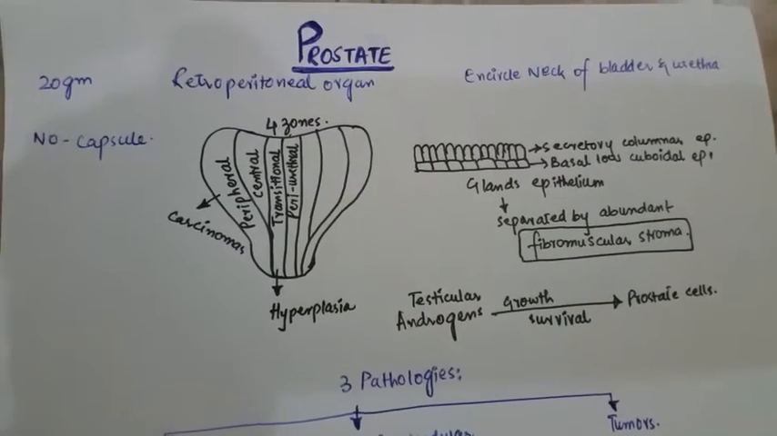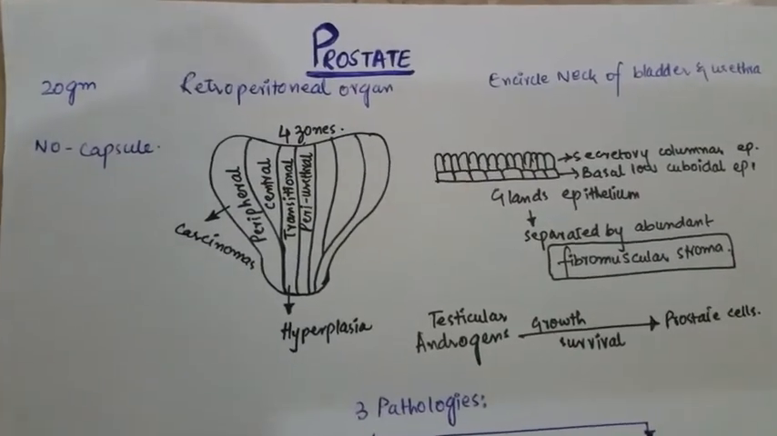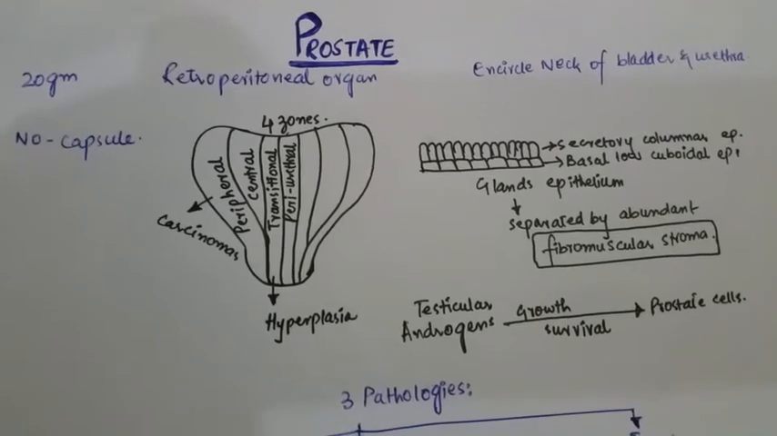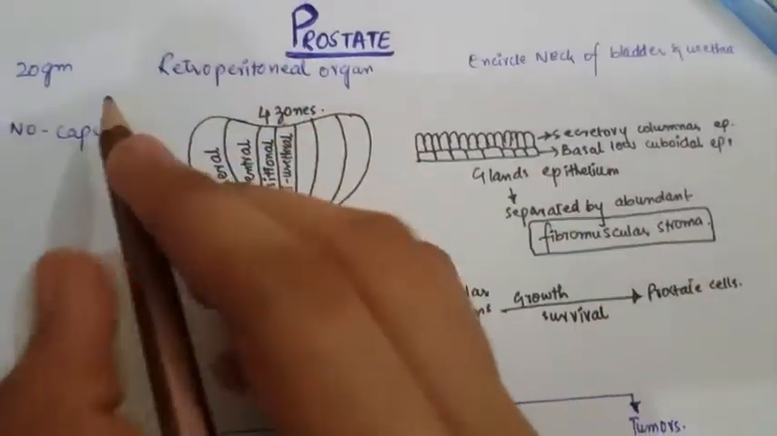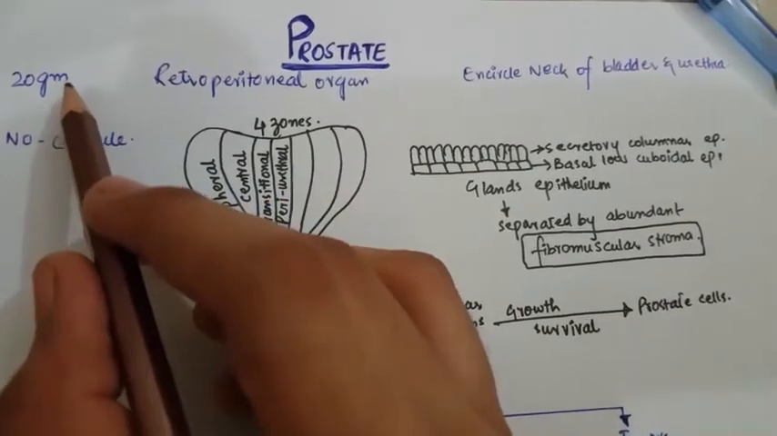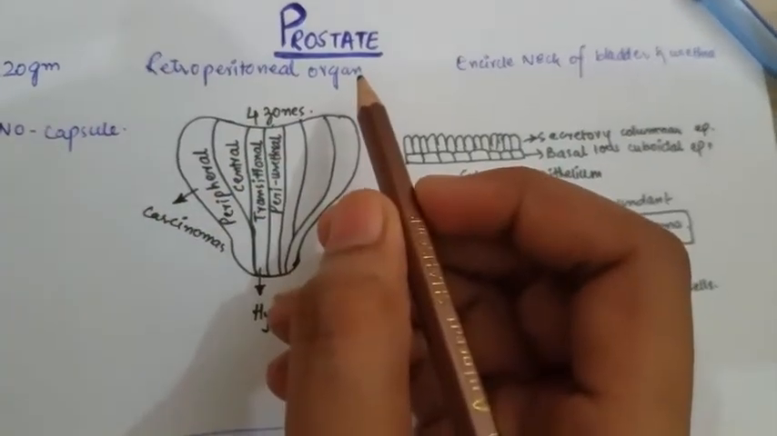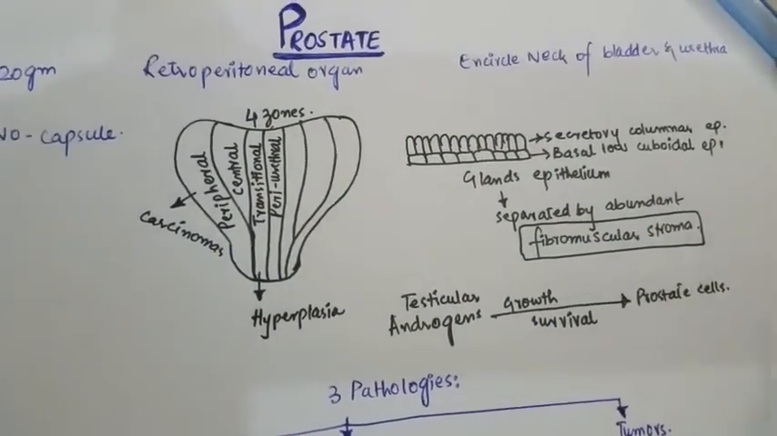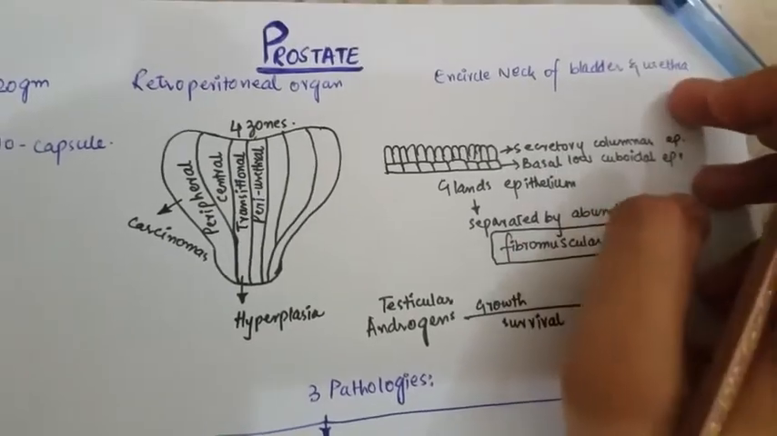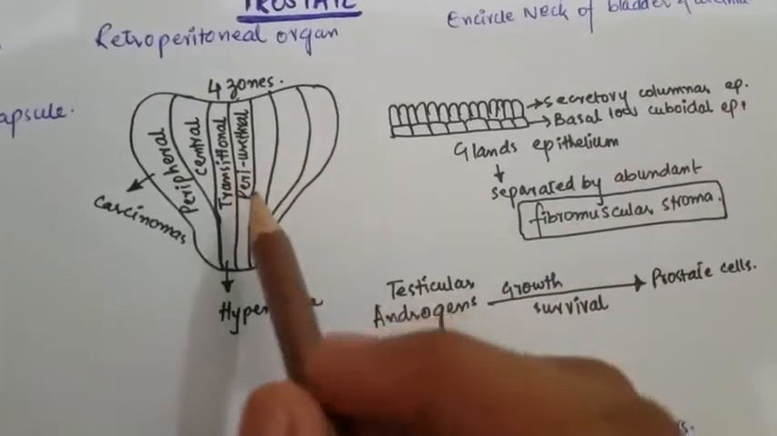In this video, I am going to tell you the basic anatomy of the prostate and the inflammatory disorders of the prostate. I will not go into the detailed anatomy of the prostate. The prostate is basically a 20-gram glandular organ. It's a retroperitoneal organ, present behind the peritoneum. It encircles the neck of the bladder and the urethra like this.